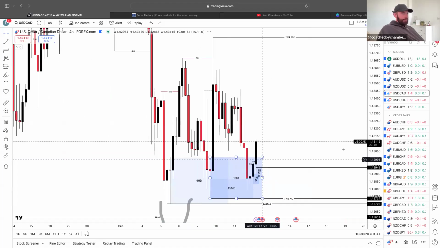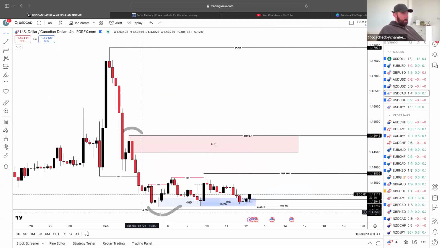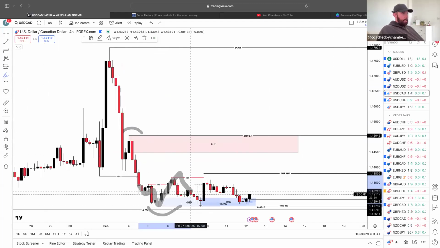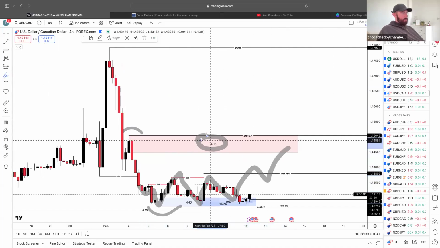USDCAD, if you look at this, we've got a 4 hour lower high, 4 hour lower low. You can see that the 1 hour has gone from a downtrend into this uptrend. And I'm expecting the market to carry on upwards into this 4 hour supply.